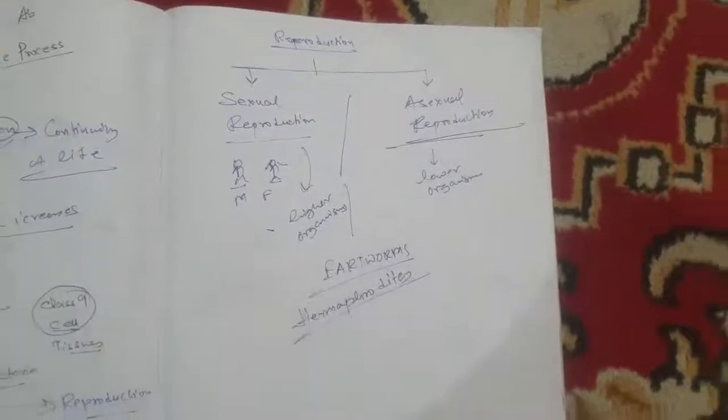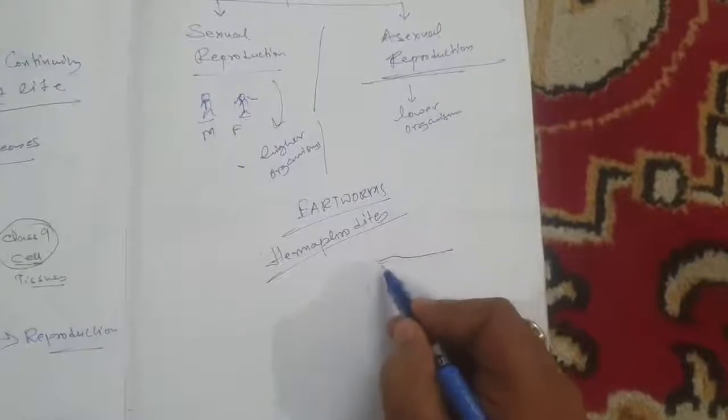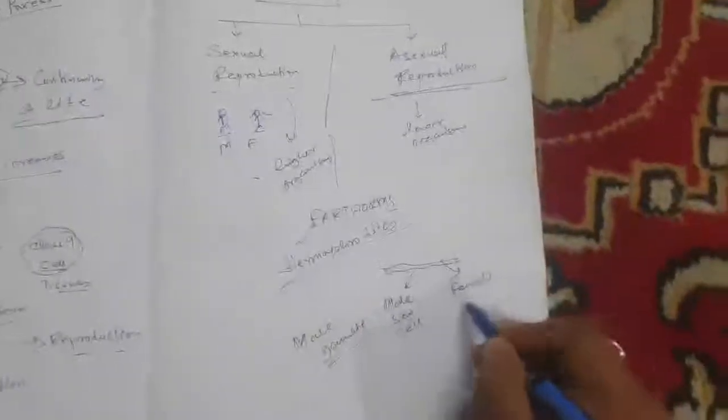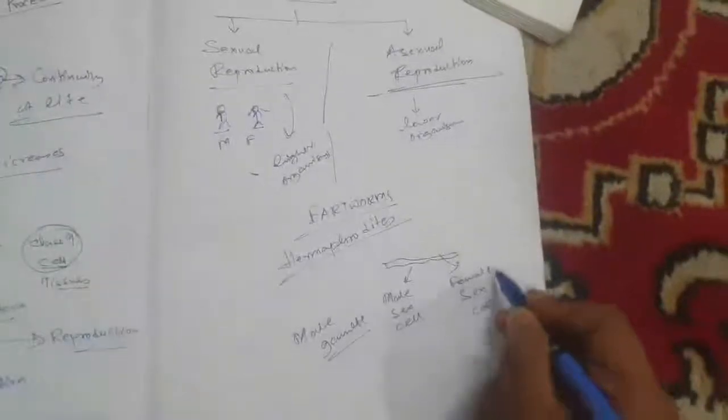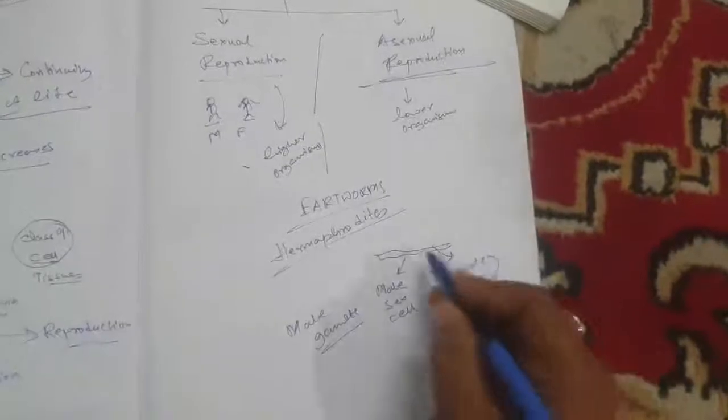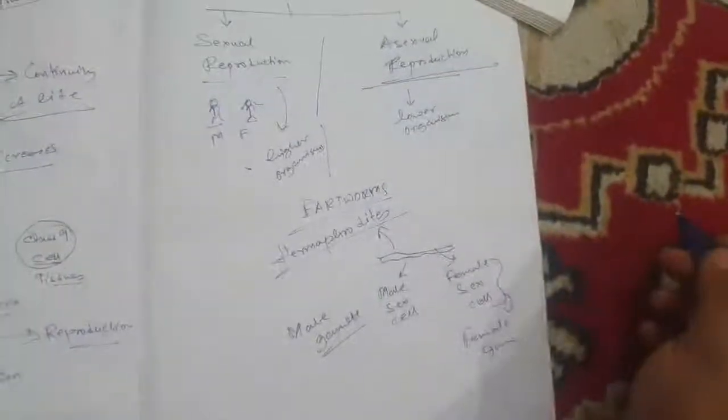Hermaphrodites. You know the meaning of this? An earthworm's body has a male sex cell or male gamete. A sex cell or gamete is the cell which is responsible for doing the reproduction. Well, you didn't let me complete. Wait, I'll answer. And there is a female sex cell. This is a female gamete. Both are in the same body. That's why it is called hermaphrodite.